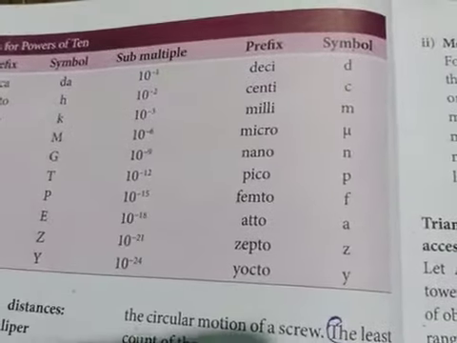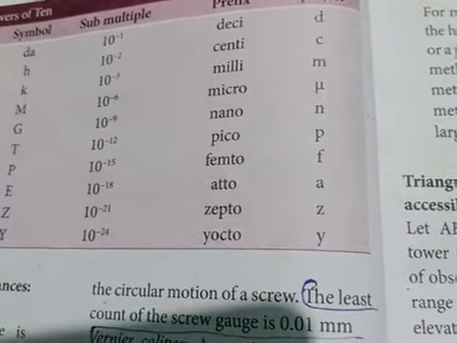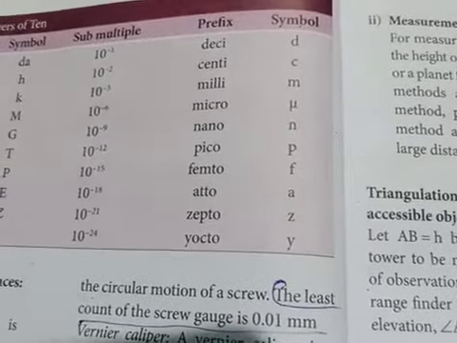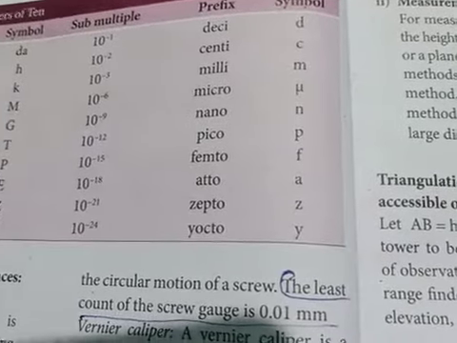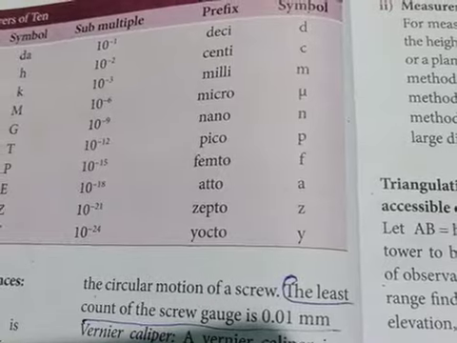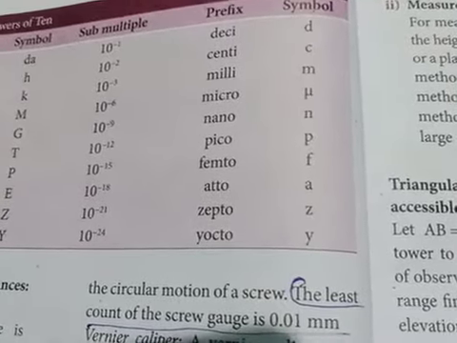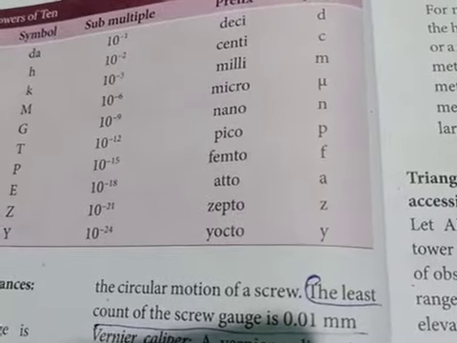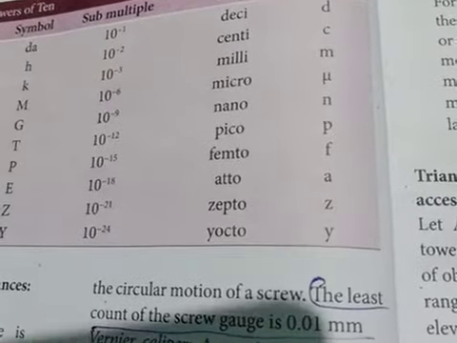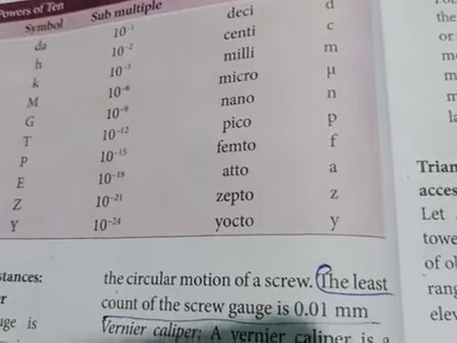Then you can see that another value is 10 to the power minus 1, 10 to the power minus 2, 10 to the power minus 3. So 10 to the power minus 1 means deci, 10 to the power minus 2 means centi, 10 to the power minus 3 means milli, 10 to the power minus 6 means micro, 10 to the power minus 9 means nano, 10 to the power minus 12 means pico, 10 to the power minus 15 means femto, minus 18 atto, 10 to the power minus 21 zepto, 10 to the power minus 24 yocto.